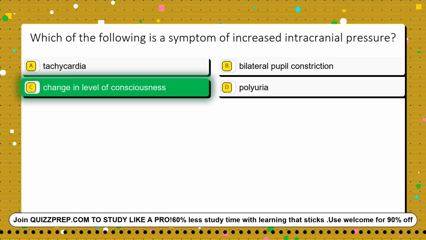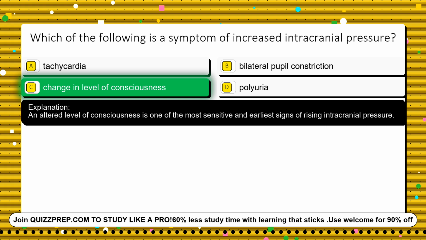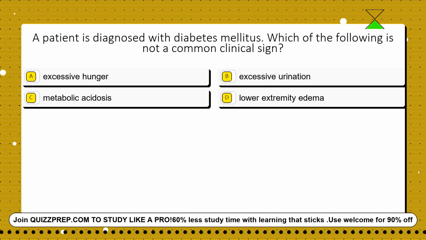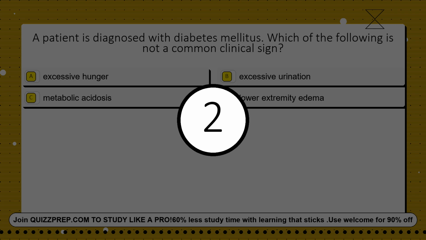The correct answer is option C, change in level of consciousness. An altered level of consciousness is one of the most sensitive and earliest signs of rising intracranial pressure. Question 29. A patient is diagnosed with diabetes mellitus. Which of the following is not a common clinical sign? Option A, excessive hunger. Option B, excessive urination. Option C, metabolic acidosis. Option D, lower extremity edema.